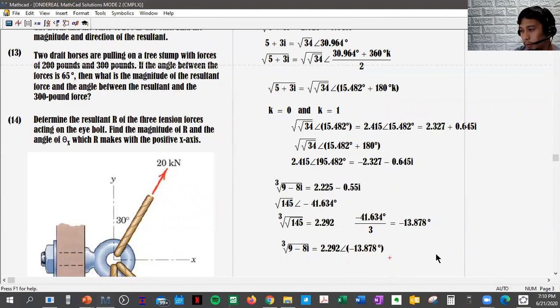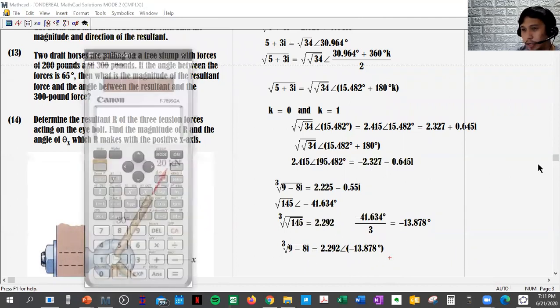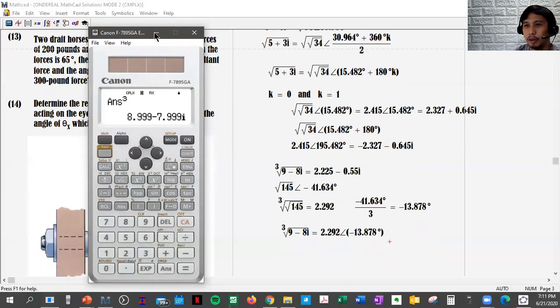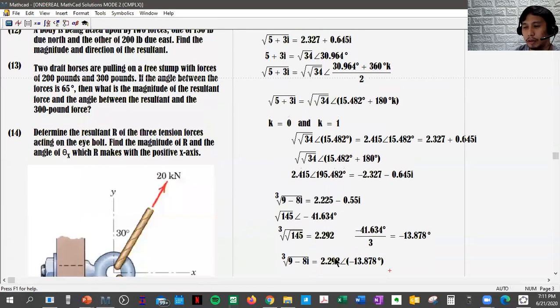Okay, in polar form, in rectangular form, let's try 2.292 angle negative 13.878 degrees. That is equal to 2.225 minus 0.55i. So see, the same siya dito. Okay? Ibig sabihin yan, if we're to take the cube of that, the cube of this, that should go back to 9 minus 8i. See? Approximately 9 minus 8i. So ganun yan. Okay, that's how to evaluate the nth root of a complex number.